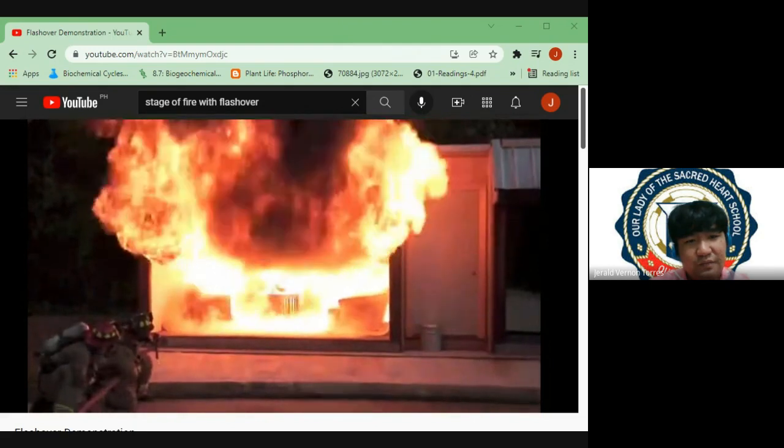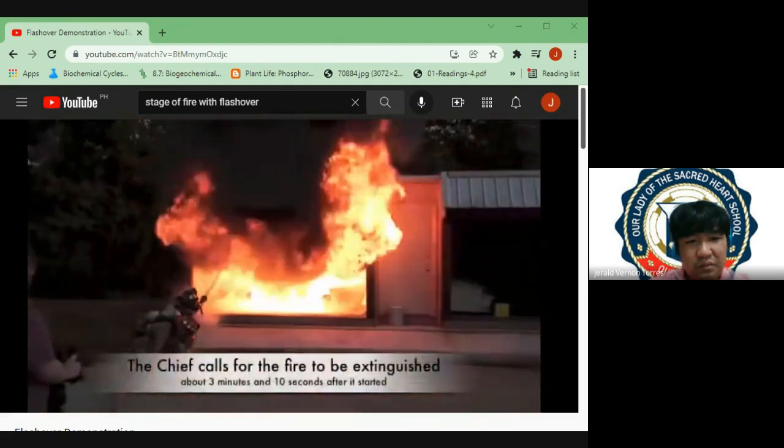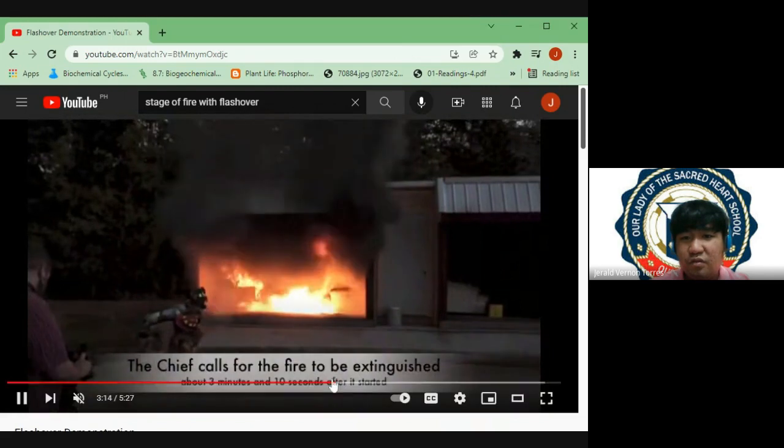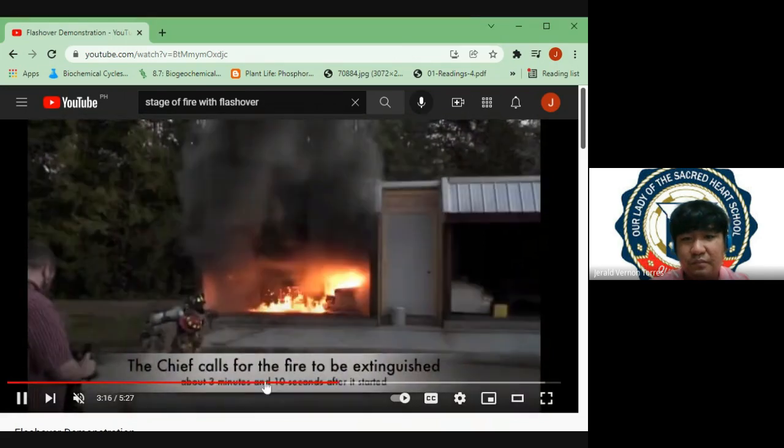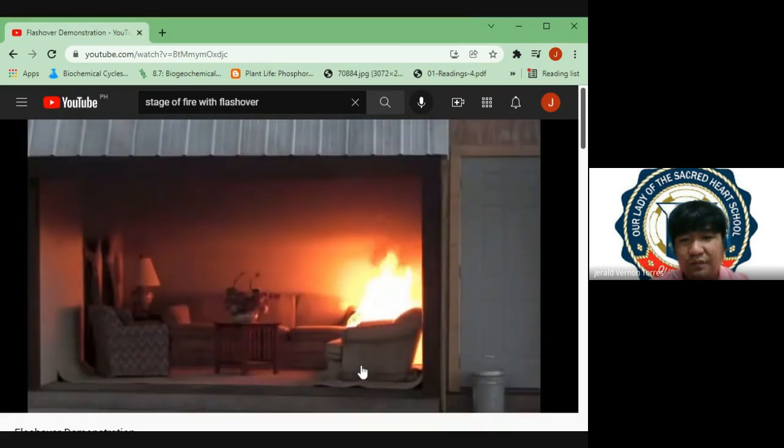Dapat to may flashover tayo. Hindi, wait lang. Hindi ko nakita yung flashover.